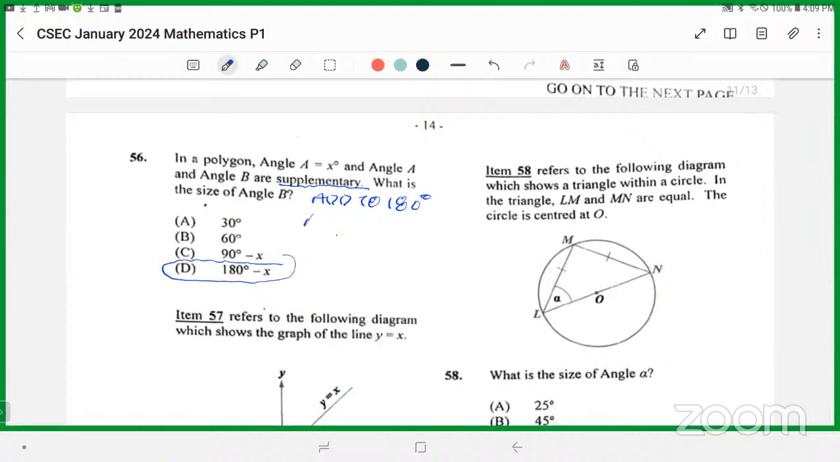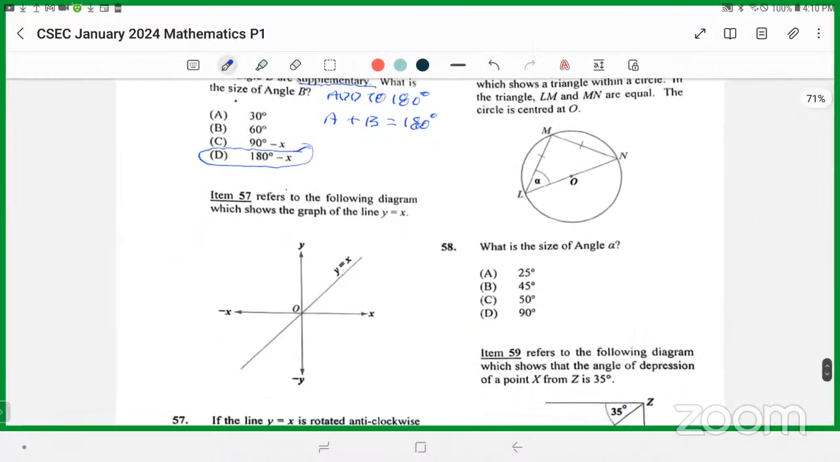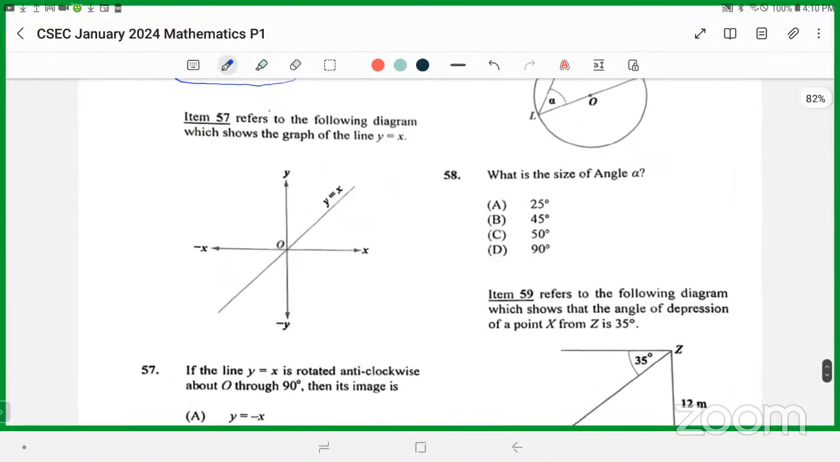This means that angle A plus angle B is 180. That's what this statement means. A plus B is 180 degrees, if you're talking about it as angles. So if you want to find B, you have to subtract the angle for A, and the angle for A is X. That is the answer here. 180 minus X.